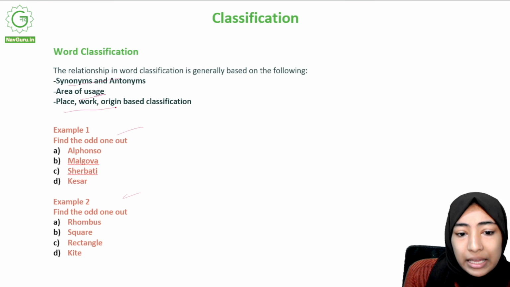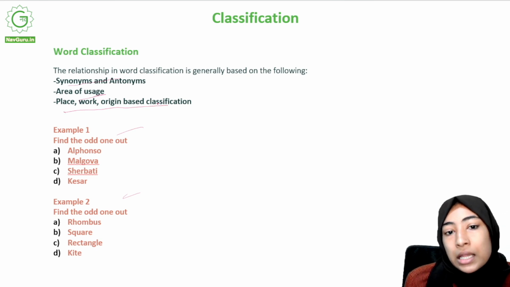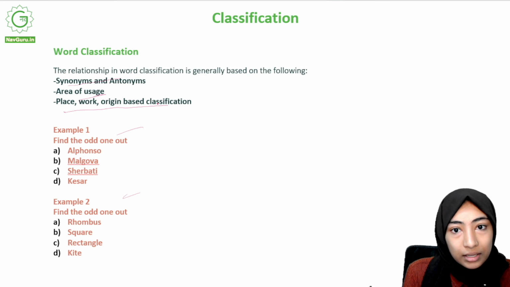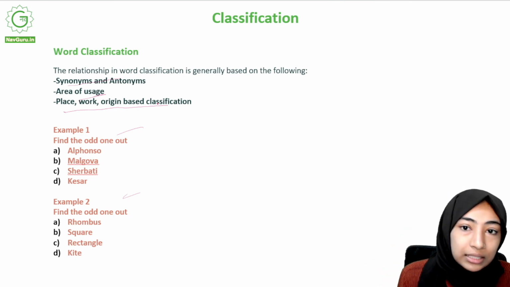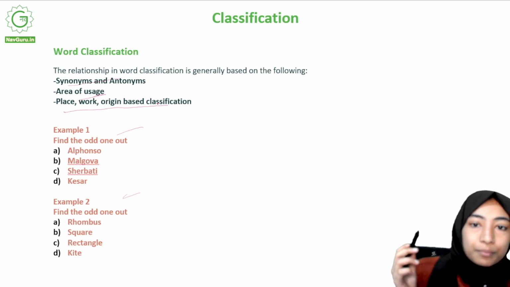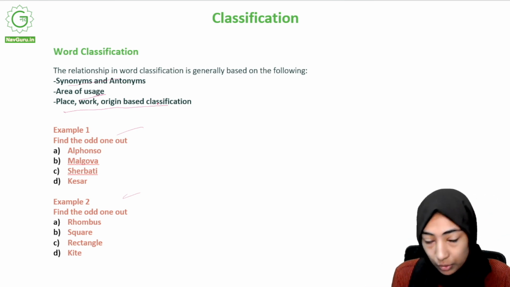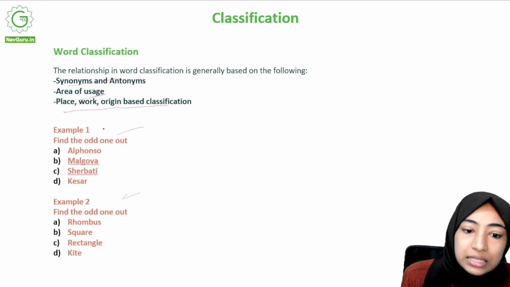And then you also have place, work, origin based classification. An example of that would be, let's say you have four options: Uttarakhand, Noida, Delhi, and Indiana. Indiana, even though it sounds like India, is a place in the US. All other three are places in India. Since there is this common property, you know that Indiana is the odd one out, right? So that's how we find it. It's very easy. I've given you two examples here.